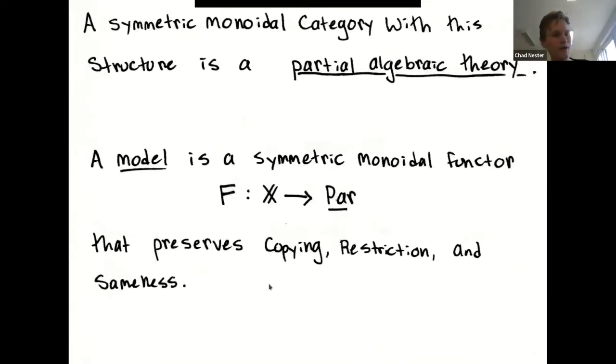And so now we'll take these categories, the symmetric monoidal categories with this non-unital Frobenius algebra structure, as our notion of partial algebraic theory. For those in the know, this is exactly the same thing as a discrete Cartesian restriction category from the work of Robin Cockett, Peter Hofstra, and Zhujiang Guo, but we're going to call them partial algebraic theories for now. And our notion of model will again be a symmetric monoidal functor from the partial theory into sets and partial functions this time that preserves the copying and the restriction and the sameness, which makes sense because Par has all of that.